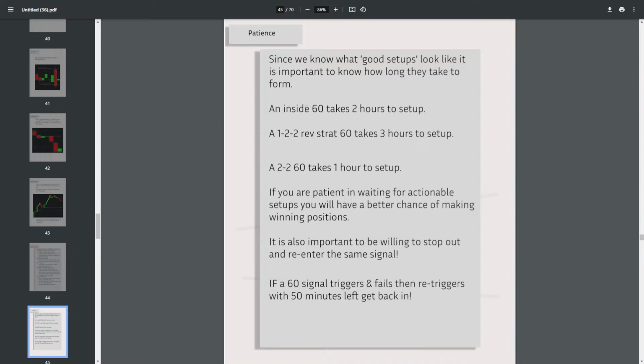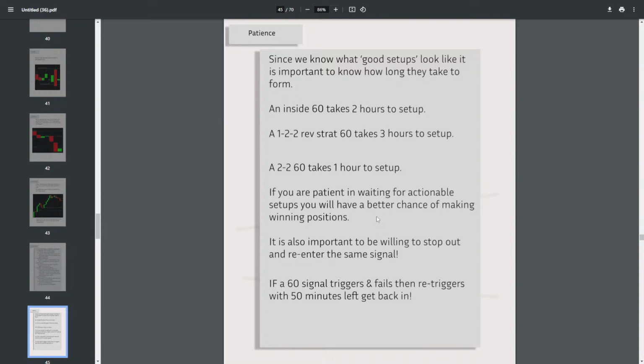You're not going to have an inside 60 at the open because it's opening as a 2 on the day. The 1-2-2 rev strat takes 3 hours to set up. And then a 2-2-60 takes 1 hour to set up. So you can see the rev strats and inside bars, you get much more time to identify those as they are forming. And if you are then patient in waiting for these setups to form, you will have a much better chance of making winning positions.